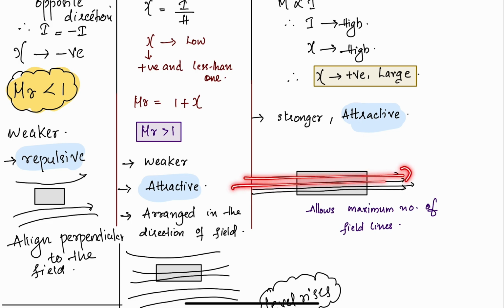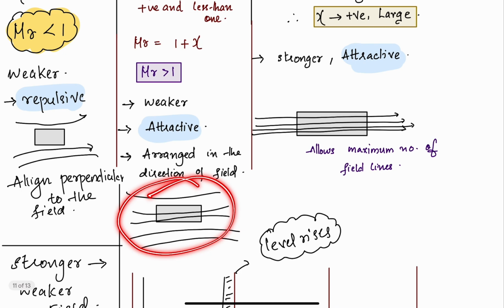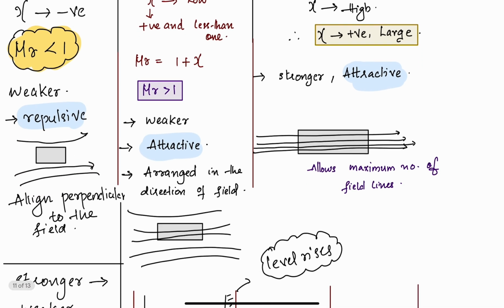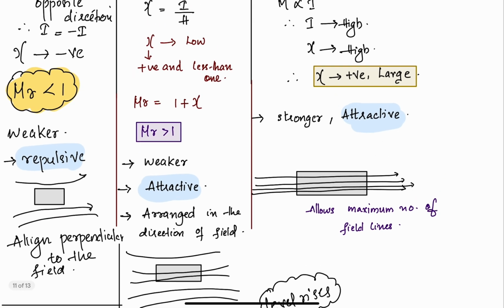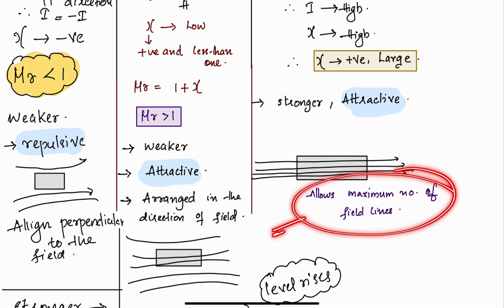Ferromagnetic substances allow maximum field lines to cross through them, whereas paramagnetic allows only one or two field lines, whereas diamagnetic allows no field lines. They align perpendicular to the field so that no field line passes through them. Paramagnetic is arranged in the direction of field.